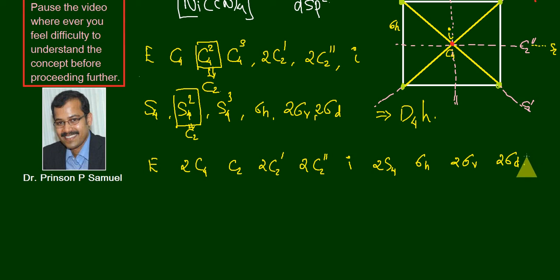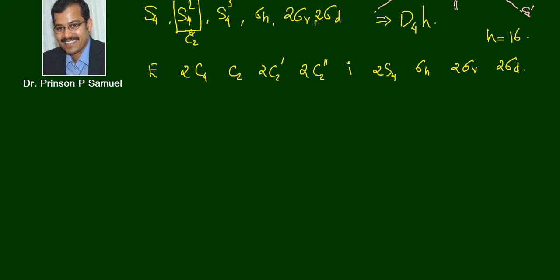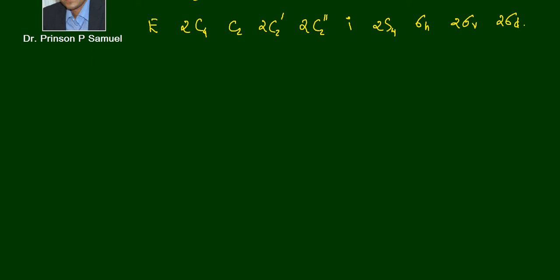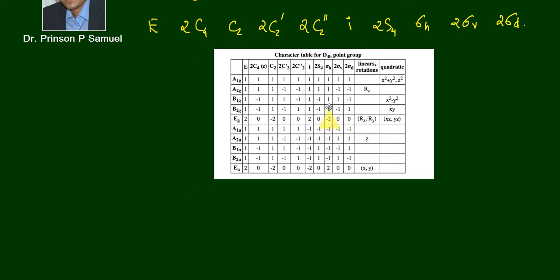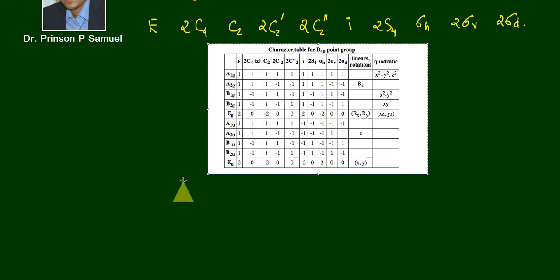And how many elements are there in the point group? Totally there are 16. You can count all these together, then it is equal to 16. Therefore, the order of the group is h equal to 16. Now I am going to give you the character table of this point group. Okay, here is the character table of the D4h point group.